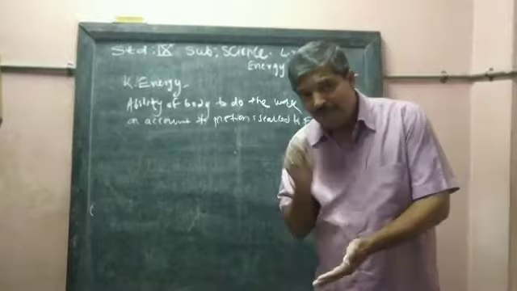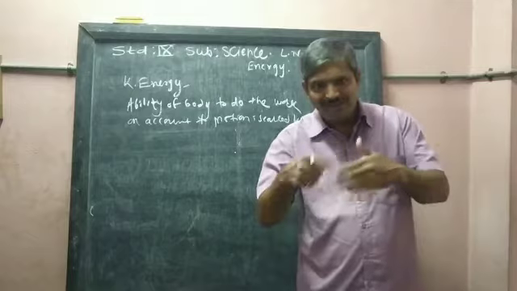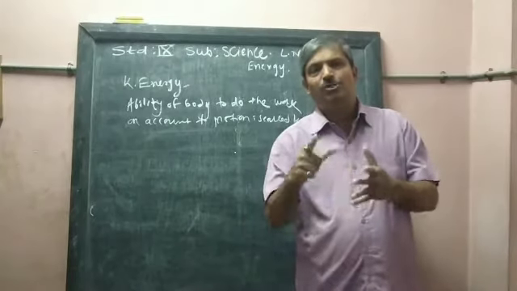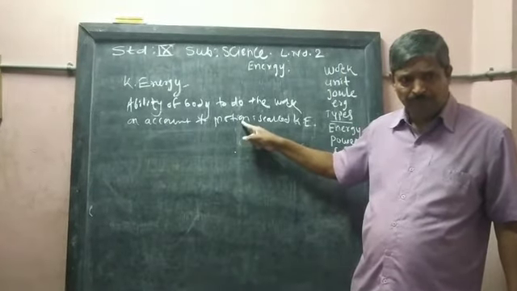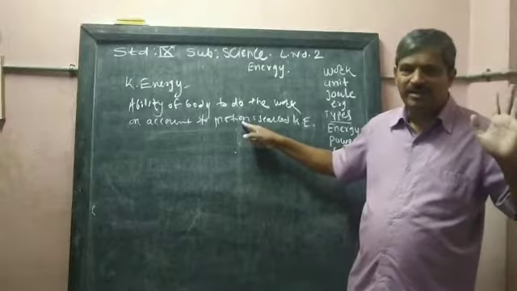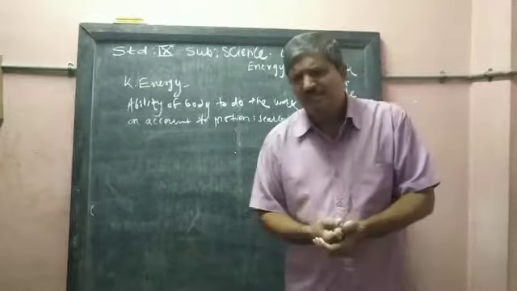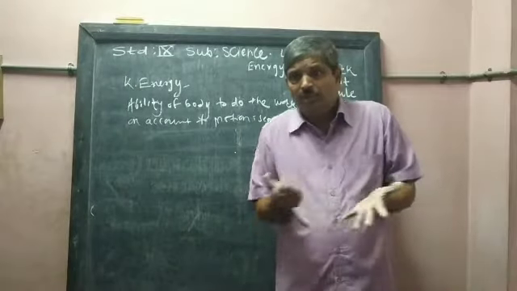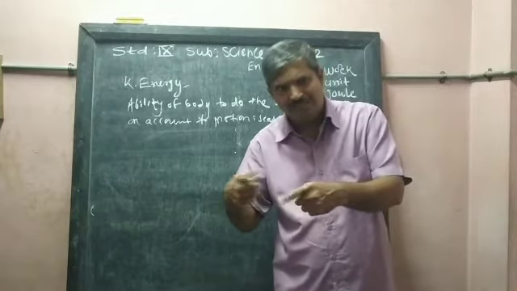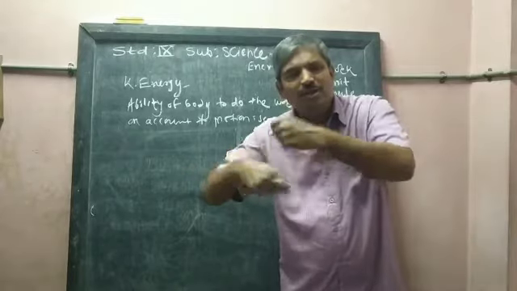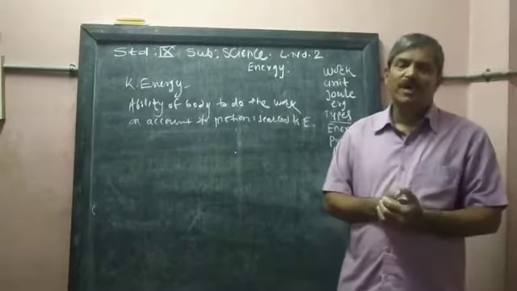So what I told, ability of the body to do work, that is called energy. And when body has the ability to do work on account of its motion, then that is called kinetic energy. What are the examples of the kinetic energy? If you are driving a cycle, which energy is that? You are actually using your cycle, it is moving, displacing. There is a motion taking place, means pedaling of the cycle is an example of kinetic energy.